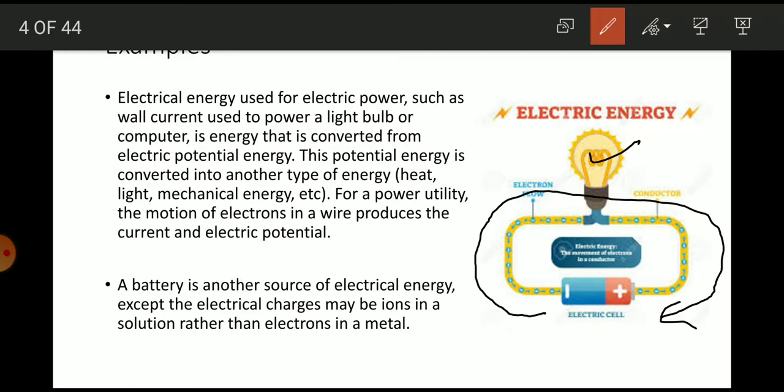Battery is another source of electrical energy, except the electrical charge may be ions in a solution rather than electrons in a metal. Electric current is due to the flow of charges, whether the charges are due to the motion of ions or due to the motion of positive or negative charges. So whenever there is flow of charges, there will be effects. Effects might be sound. When electric current is flowing, it might produce sound, heat, or light. So in this way, energy is converted from one form into another form.